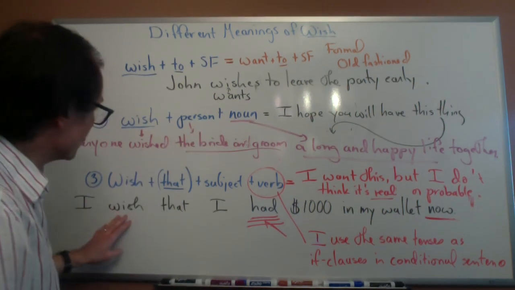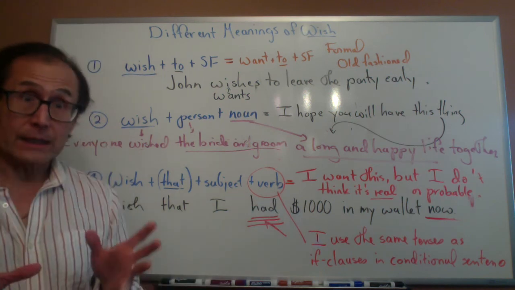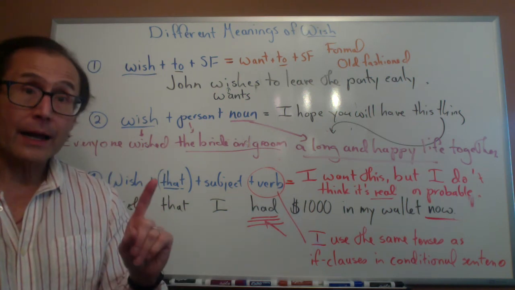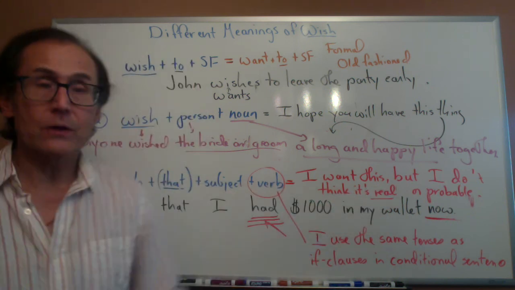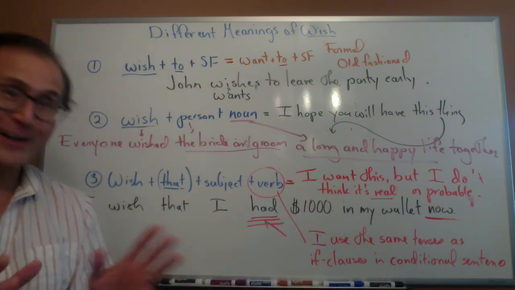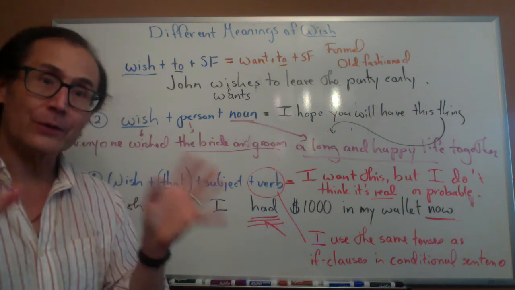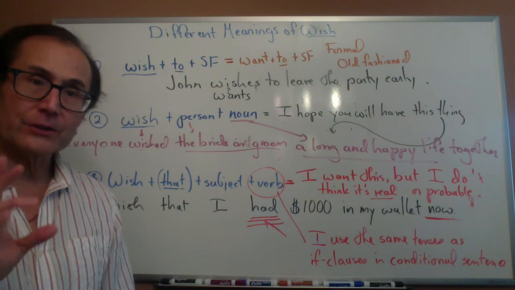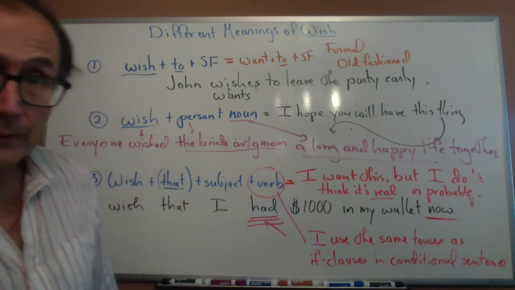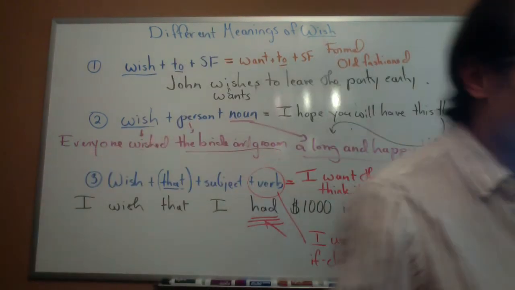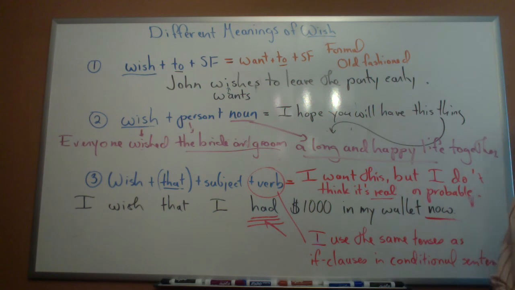But when I use wish plus that plus subject and verb, the meaning is: I want this, but I don't think it's real, or I don't think it's probable. I don't think it's possible or probable. Okay, that's what I wanted you to learn here. Let me erase this. Let me give a couple more examples, and then we'll end this video, and then we'll talk a lot about this, number 3, in the next video.